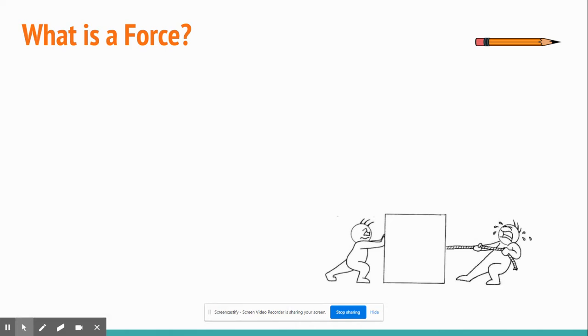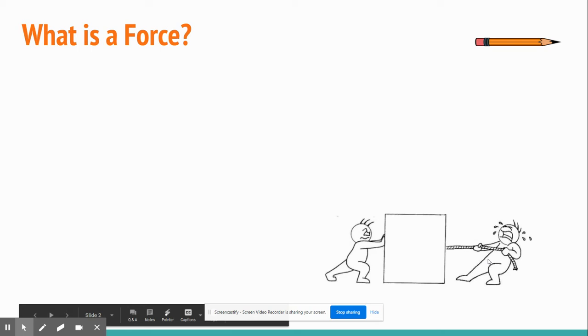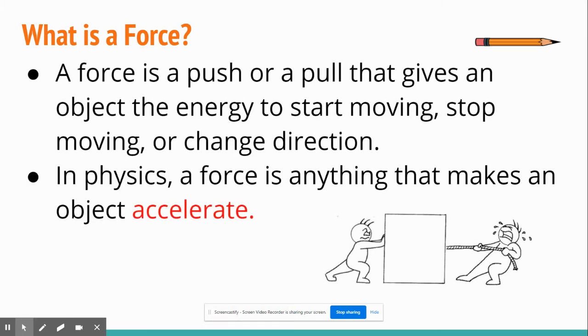So, what is a force? Well, you could probably tell just from looking at this. Guess what? A force is either a push or a pull. So it's a push or a pull on an object, but there's a little bit more than that. We say a force is a push or a pull, but it provides energy to do something. And what do we want things to do? We want things to move. And so if something starts moving or stops moving or changes direction, we know that it has had a net force applied to it in some way. So in physics, a force is anything that makes an object accelerate.